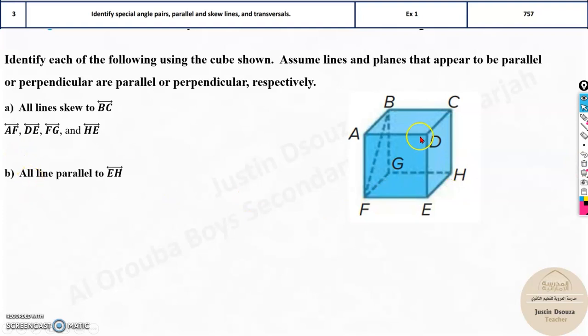And now the parallel lines to EH. Let us see the parallel lines. They are mentioned EH. This is the one. So parallel lines would mean having the same slope. So this is a parallel line.